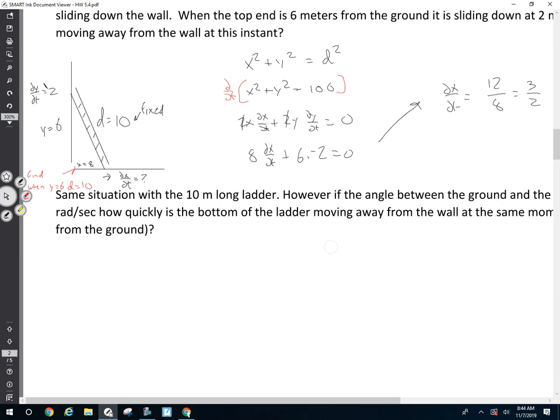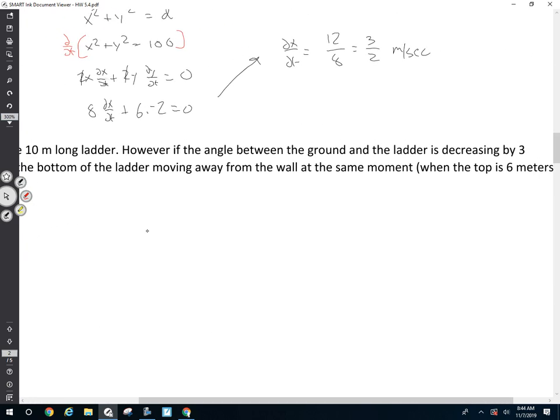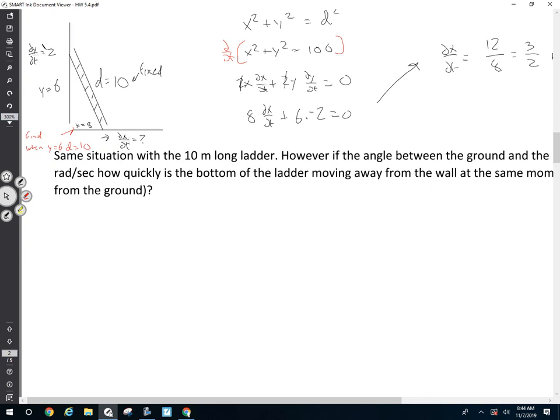Okay, same situation with the 10-meter long ladder. However, the angle between the ground and the ladder is decreasing by 3 rads per second. How quickly is the bottom of the ladder moving away? Oh, okay, so I'm changing it up a little bit. So, same situation with my ladder. But I'm told that this angle is changing at a specific rate.